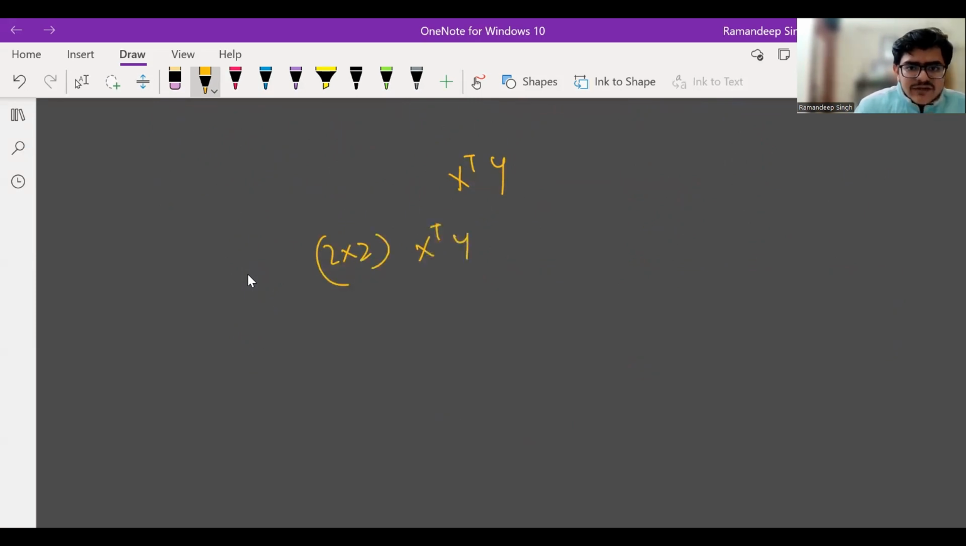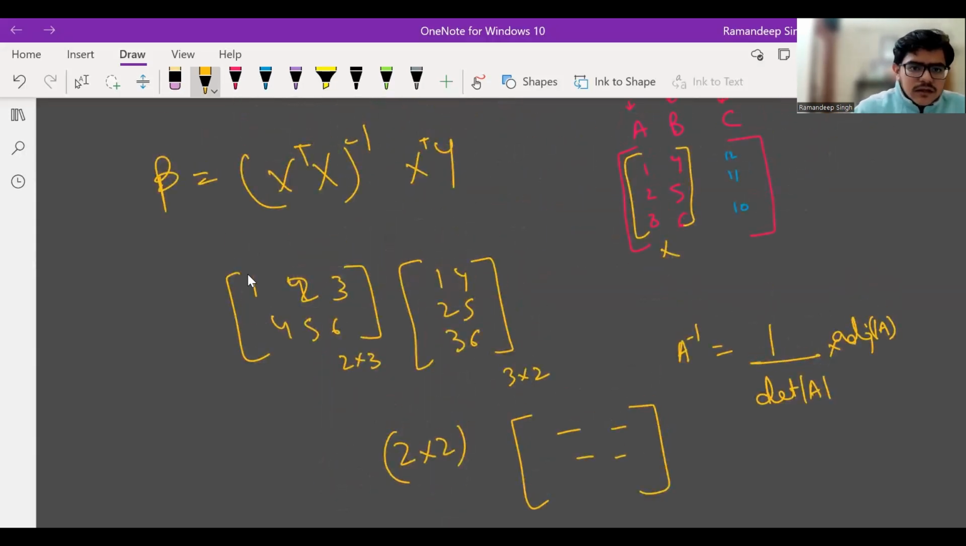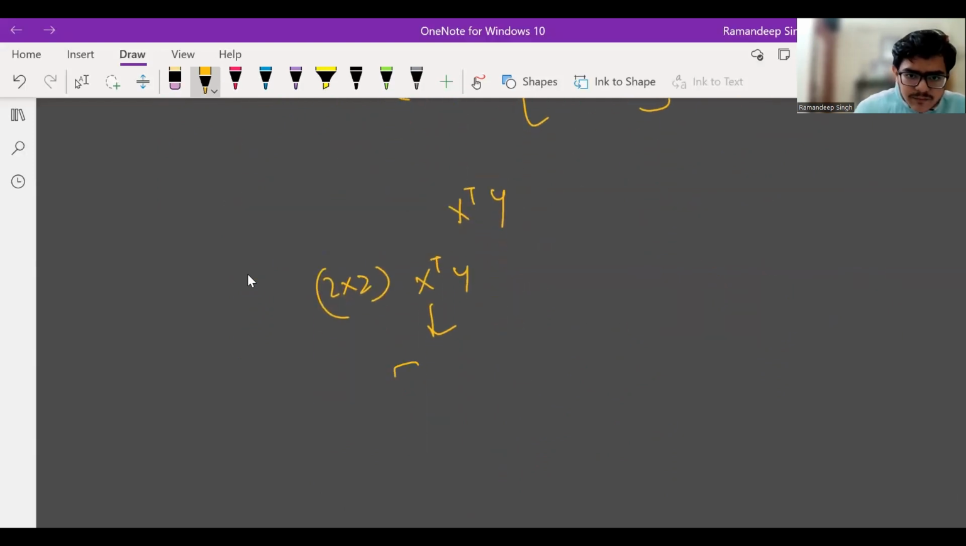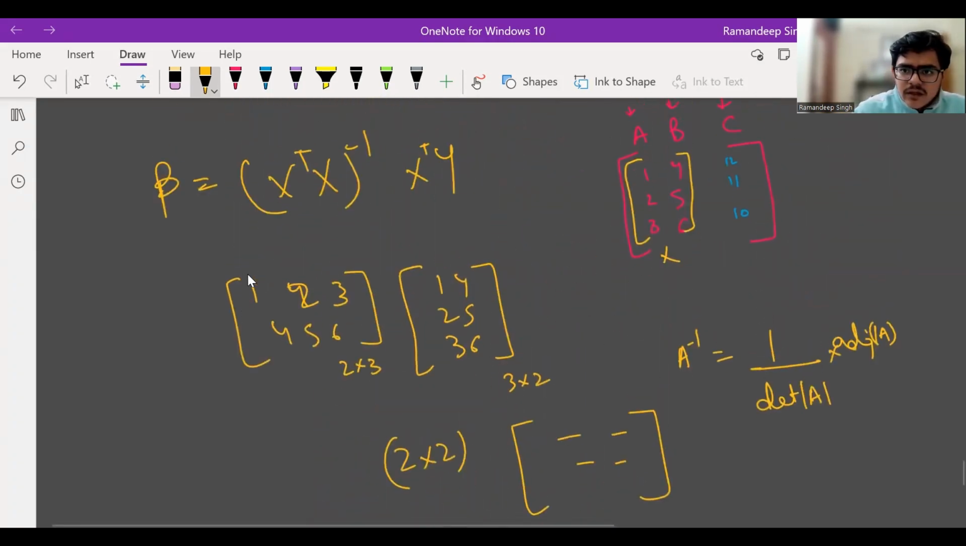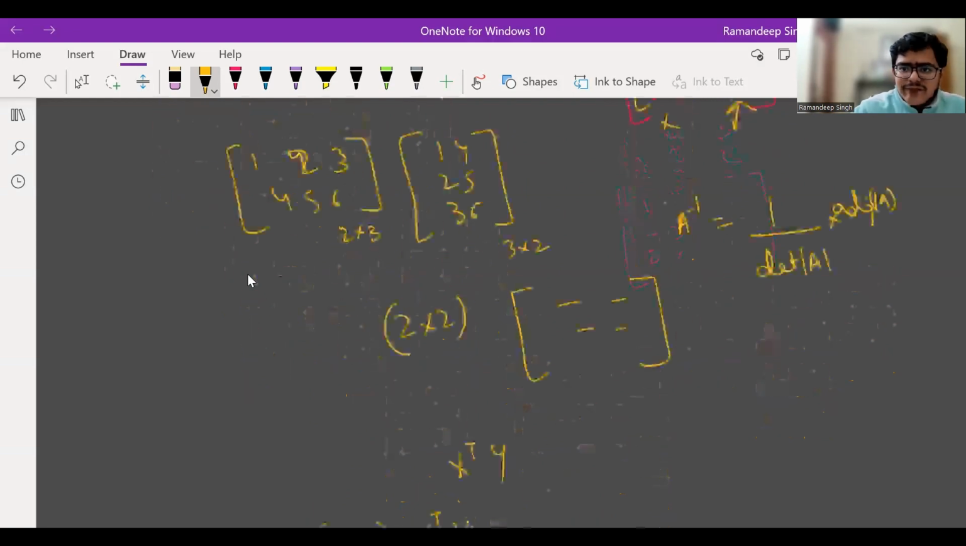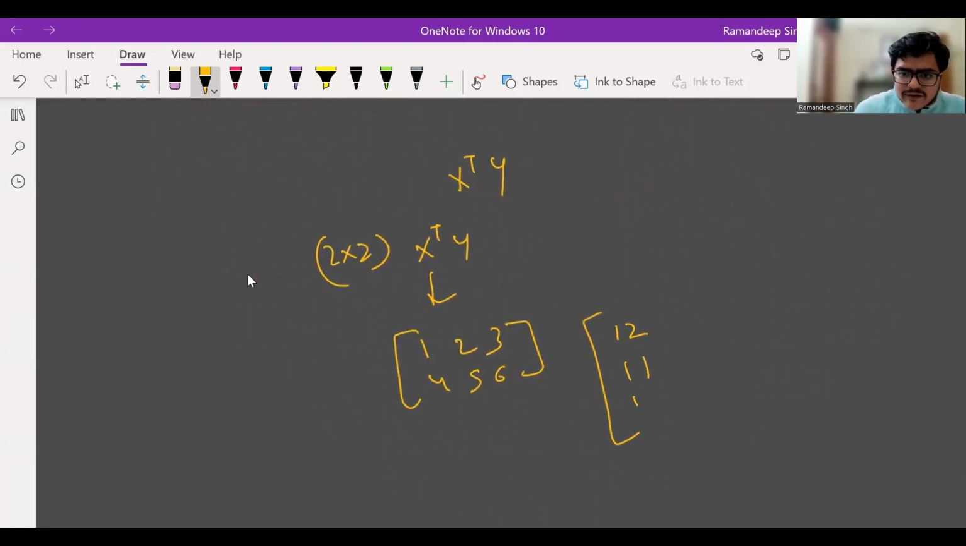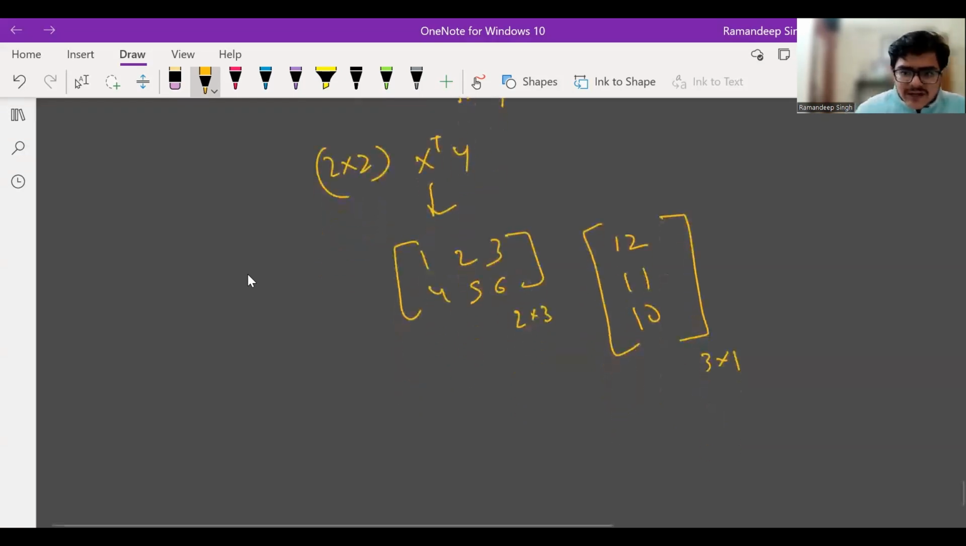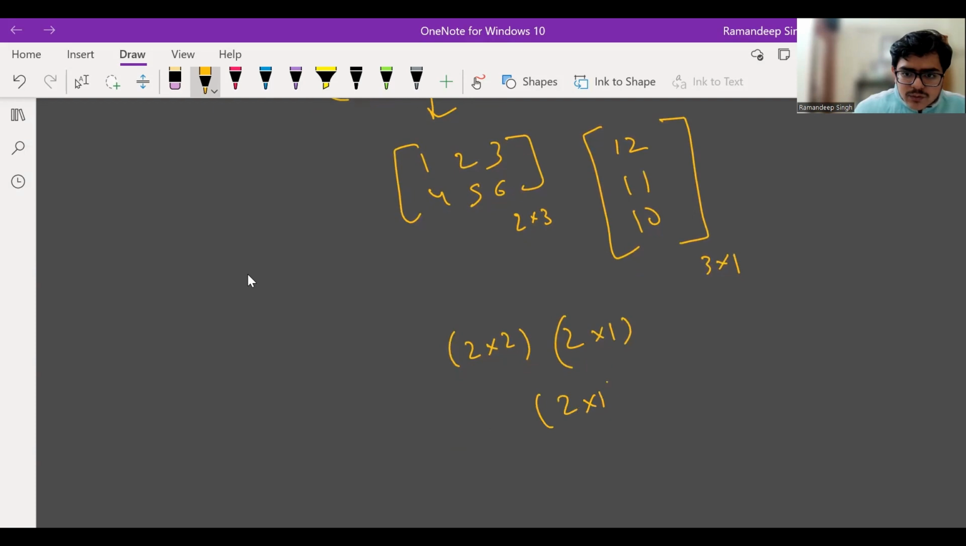When I multiply it with X transpose, X transpose is again 1, 2, 3, 4, 5, 6 in this form. And Y is my output column, which is this C: 12, 11, and 10. The shape of this is 2 cross 3 and it is 3 cross 1, so I will get a matrix of 2 cross 1, right? Here I have a 2 cross 2 matrix and my output would be 2 cross 1.